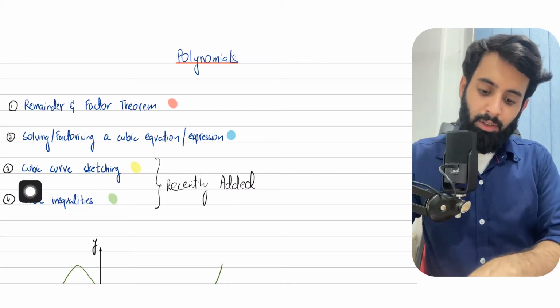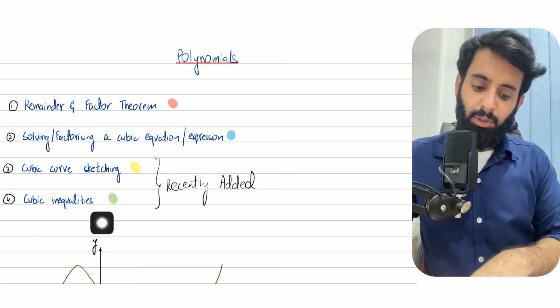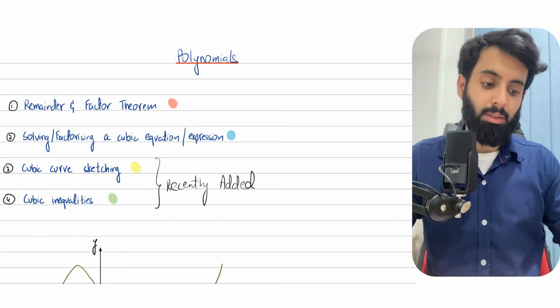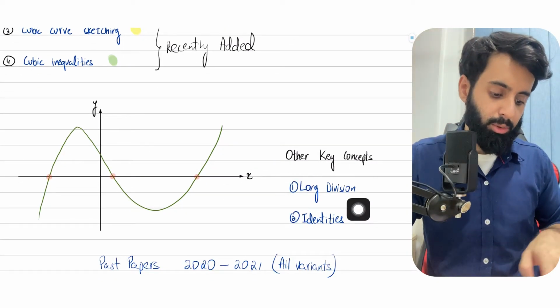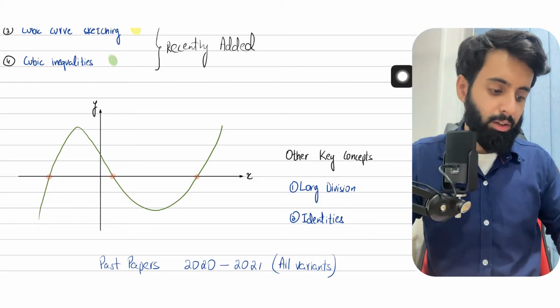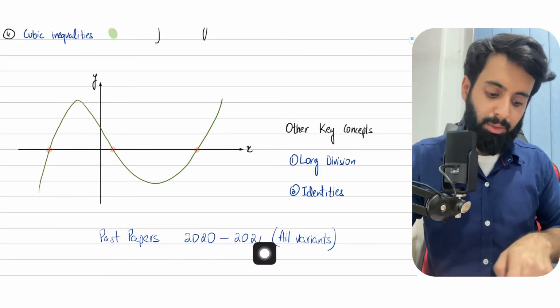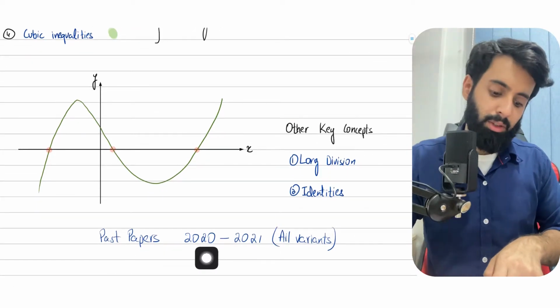So then there's cubic curve sketching along with cubic inequalities, which as I've written over here is something that has been recently added. And then there are other key concepts which include long division and identities. And along with that, in this document, I'll attach some past paper questions, which we're going to solve, by the way, in this video.